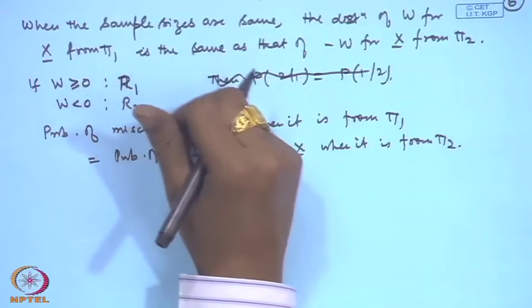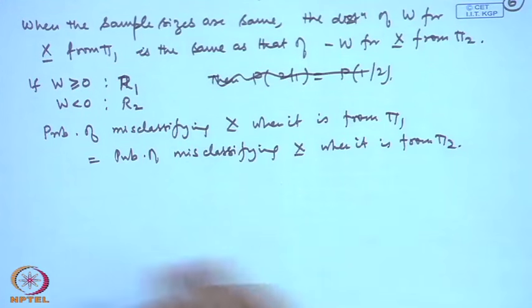So, this case is a simplified version actually, and basically if you use this, then you are considering a good rule there, because the probability of misclassification for both the populations will be the same, that means whether it is from pi 1 or from pi 2. So, this rule will be somewhat all right.